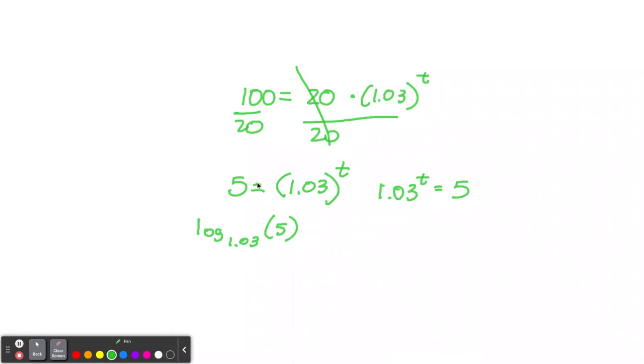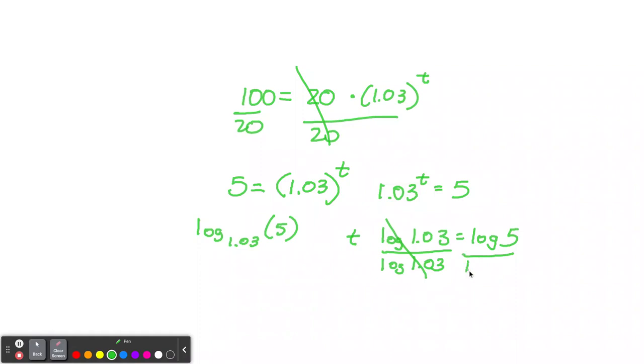And if you're confused with this, again, we did it in the last video. And then from this, we're going to bring the t down. And we're going to make this all log. Log 1.03 equals log 5. We make them all logs, and then just do some algebra.